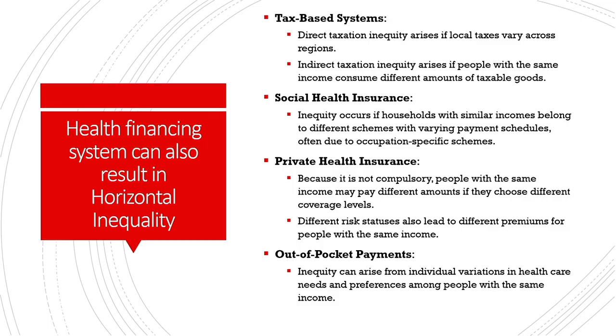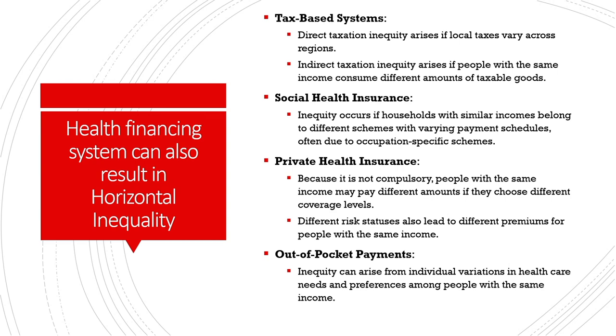Similarly, with respect to private health insurance, because it is not compulsory, people with the same income may pay different amounts if they choose different coverage levels, and different risk statuses also lead to different premiums for people with the same income. Out-of-pocket payments are, of course, one of the important reasons of inequity, and they can arise from individual variations in healthcare needs and preferences among people with the same income.